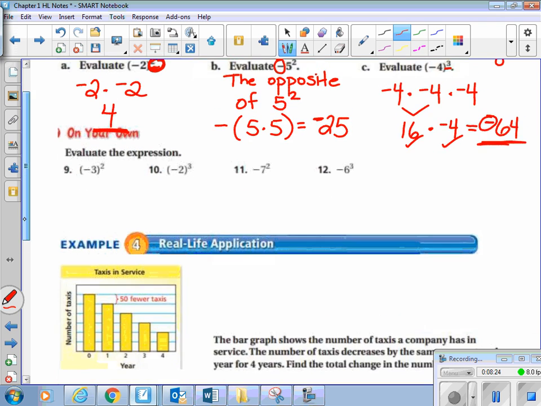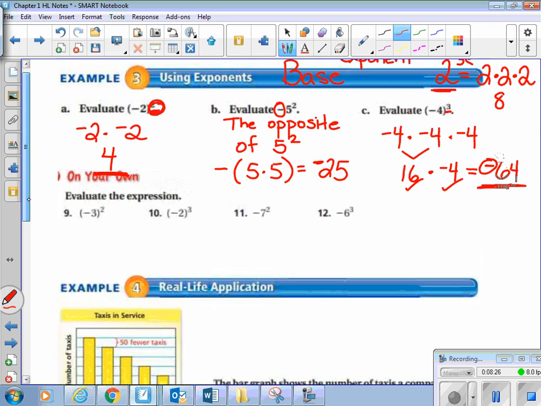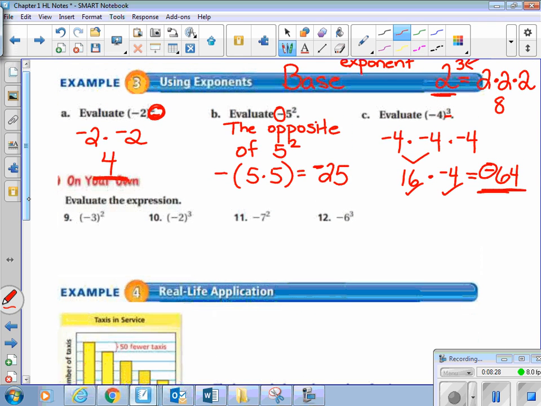So looking at numbers 9 through 12, see if you can follow those rules. Pay attention to whether or not you have parentheses like you do in number 9, like you do in number 10, versus not having parentheses like you do in 11 and 12. See if you can answer those 4 questions. Pause the video and then come back and check your answers.